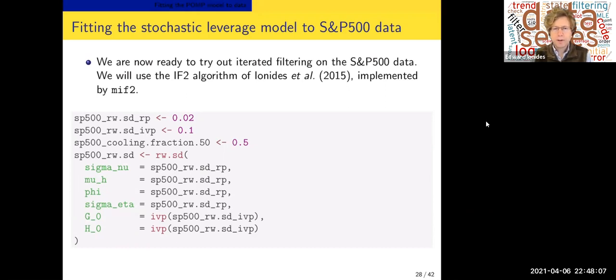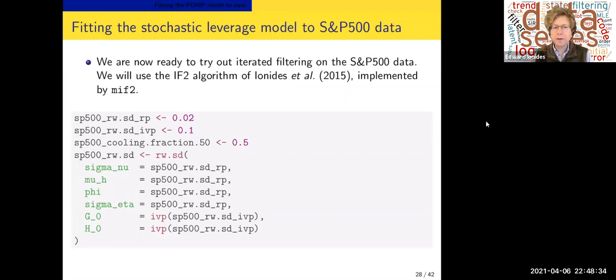Welcome to chapter 16, part 3. So we're now ready to fit our stochastic leverage model to the S&P 500 data. And this follows the same procedure that we've done in other case studies and demonstrations of iterative filtering. So I'll try to talk about some of the things maybe that are specific to this particular case.